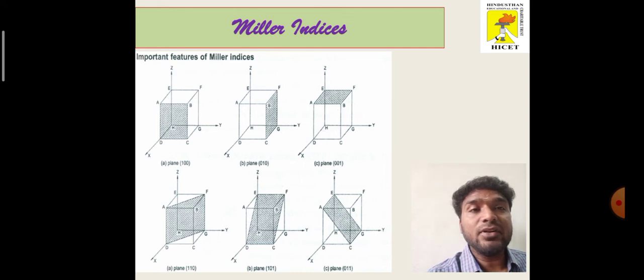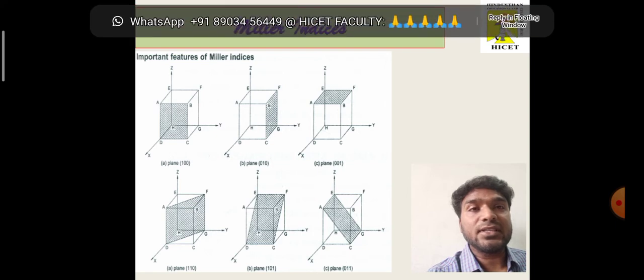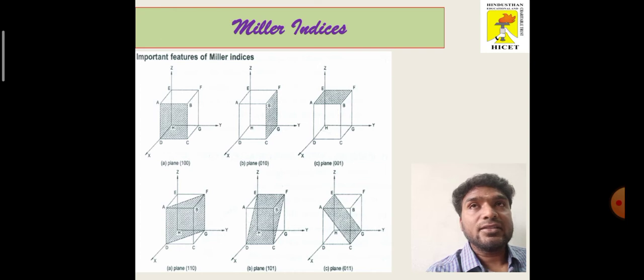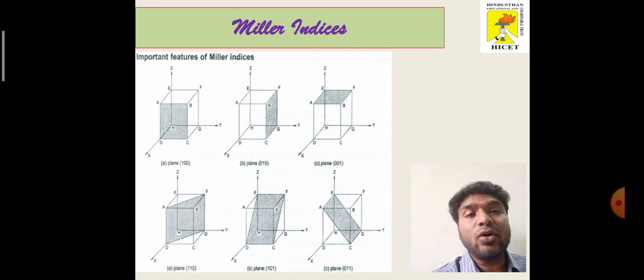In all the figures we have to consider the intercepts as 1a, 1b, 1c. If it intercepts along the x-axis, it is 1a. The y-axis, 1b. The z-axis, 1c. One unit value only. In the first figure, the plane is intercepting only along the x-axis, so 1a. What about the remaining axes? The plane is not at all intercepting the y-axis, so infinity b. The z-axis also it is not intercepting, infinity c.